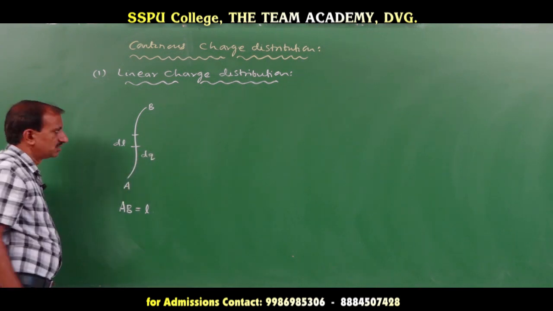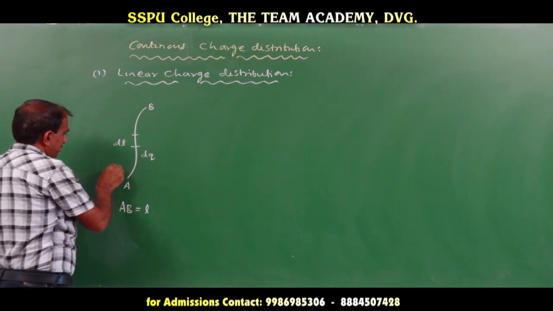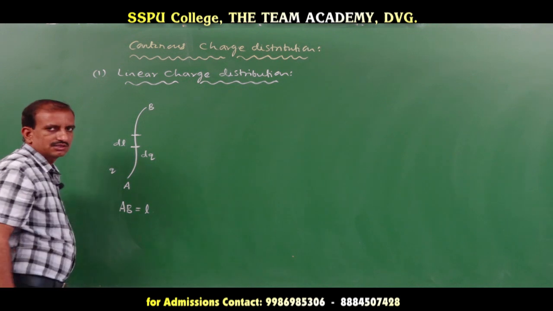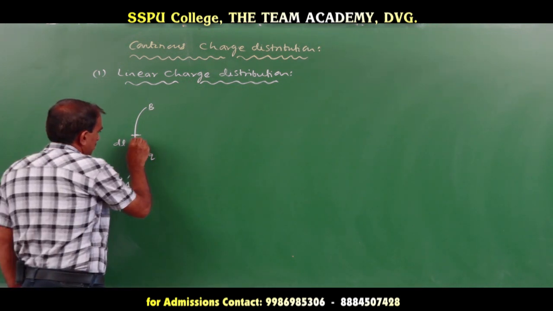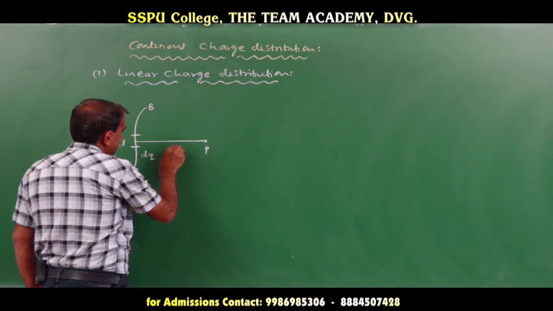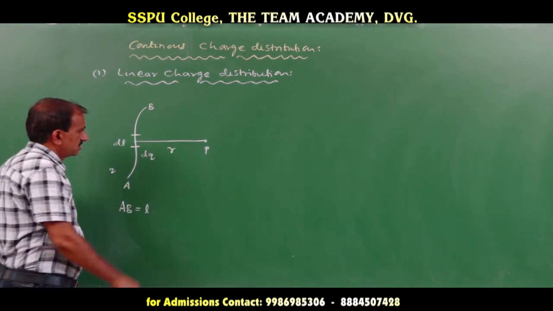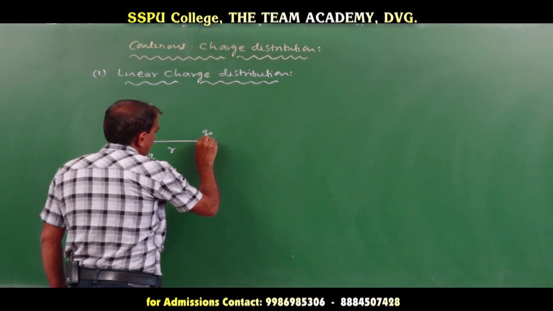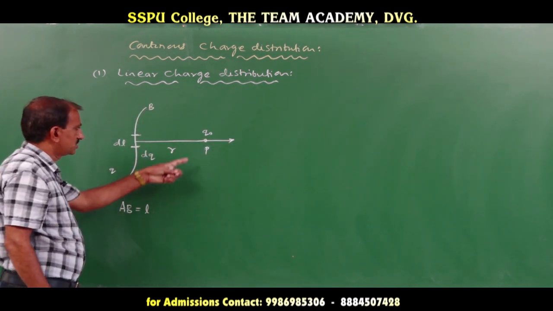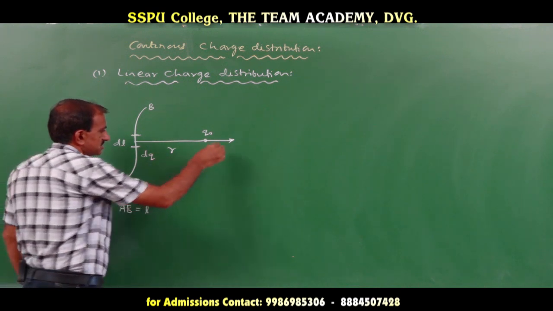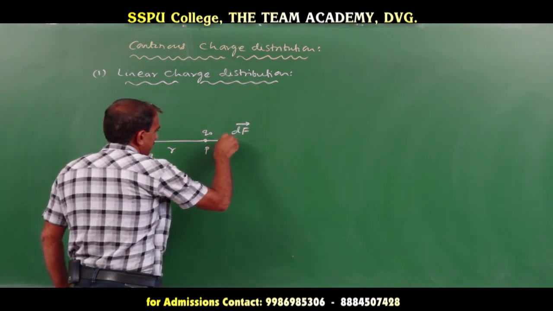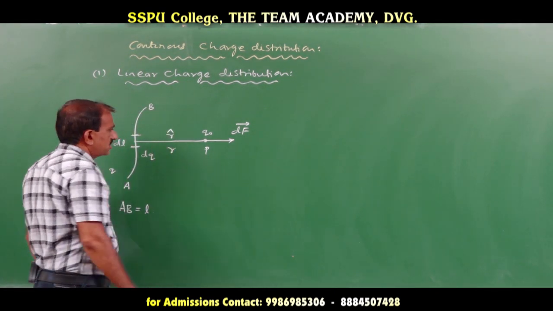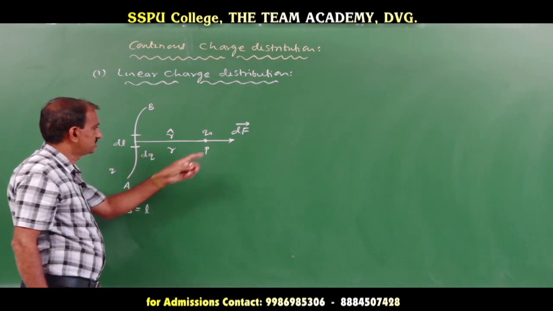The total charge on the wire is q, whereas the small element dl carries a charge dq. Let us consider a point P at a distance r from the center of the element and place a charge q naught at P. The force on the charge q naught due to dq is dF, directed away from the charge. r cap is the unit vector in the direction of the force.